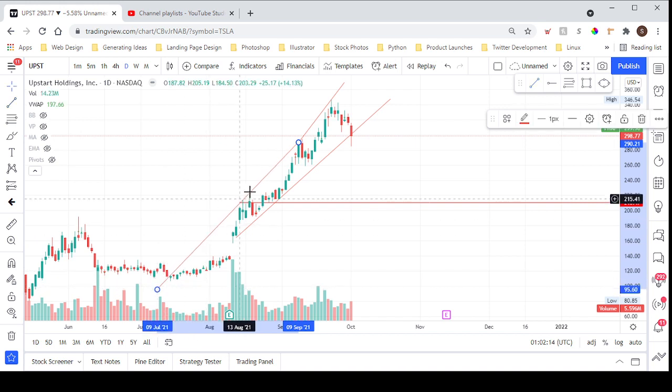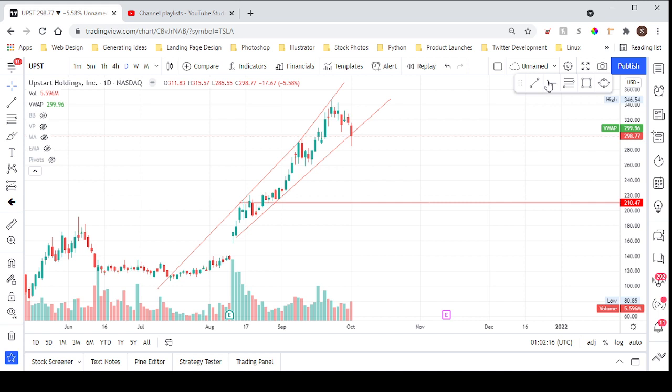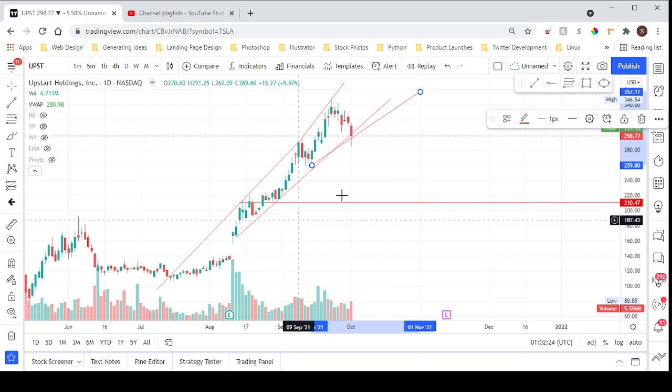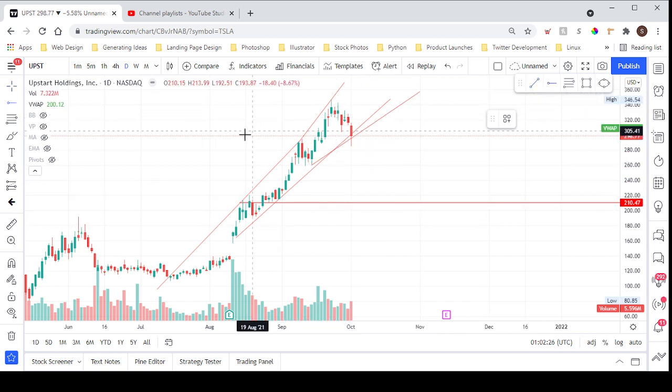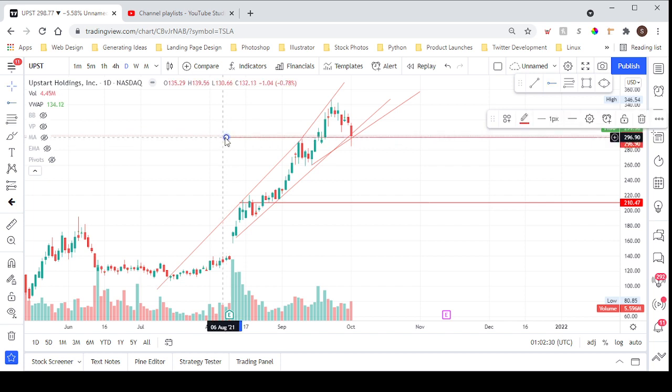This one and this one. Now I'm just drawing the line all the way through. And then I see this and this here. And then of course you have this huge resistance. It was a resistance previously, and then it turned into a support line, and it tried to break that line, but it didn't break that line. So UPST is going to be a good watch for tomorrow.